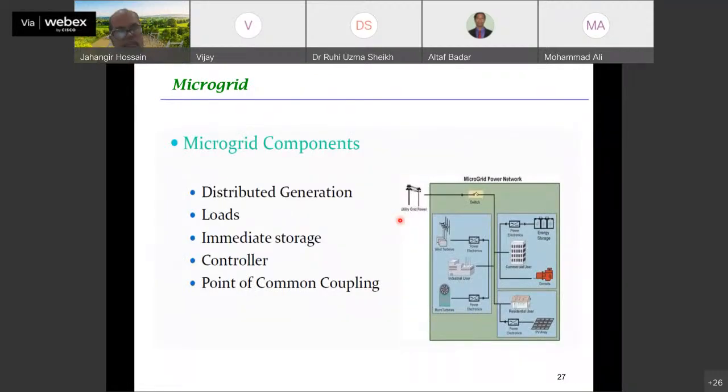Now, if you think about microgrid components, these are the main components of a microgrid: the distributed generation, which, as I say, could be wind, solar, small, sometimes diesel. Sometimes it could also be a small hydro. It has got different types of load, like the normal grid has. It also has storage, as I mentioned, and the control. That's a very important part of the microgrid. And then the point that is connected with the main grid, we call the point of common coupling.